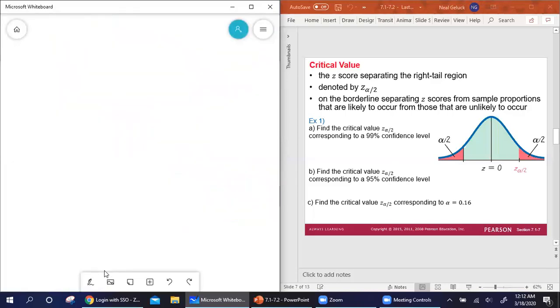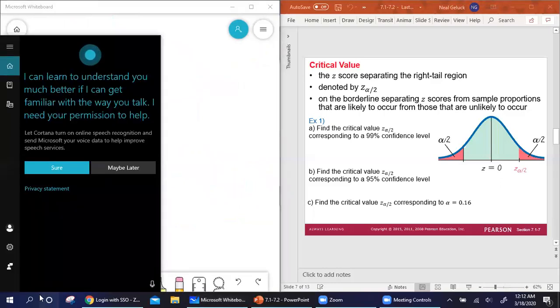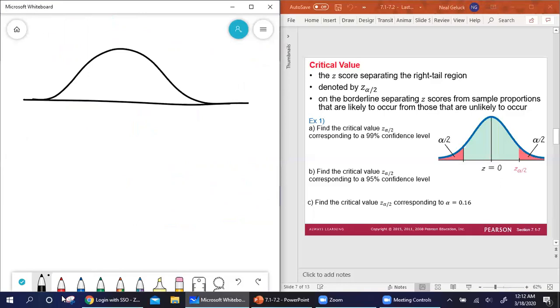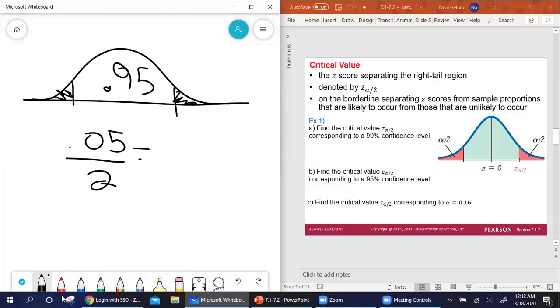For part B, find the critical value corresponding to 95% confidence. Okay, so 0.95 is in the meat of the curve. That leaves 0.05 in the tails, but this is why it's alpha over 2. I have to divide that by 2 to get each tail. So 0.025 is the area in each tail.